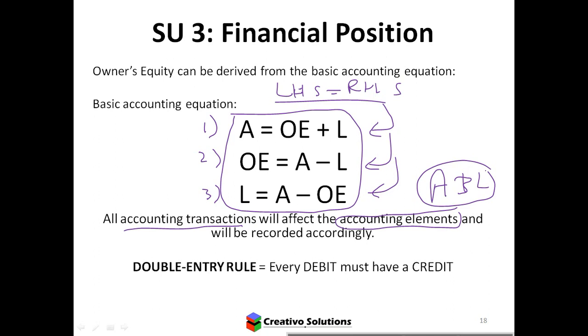Okay, because basics are important. The better you know the basics, the easier the other stuff is. Guaranteed. Right, then there's a double entry rule. You've probably heard of it before. Every debit has a credit.